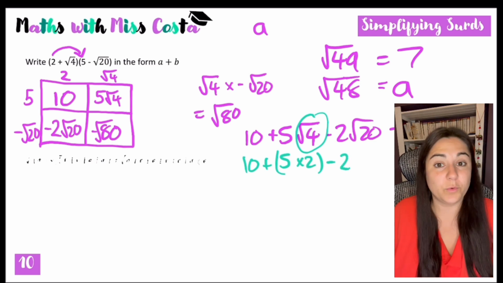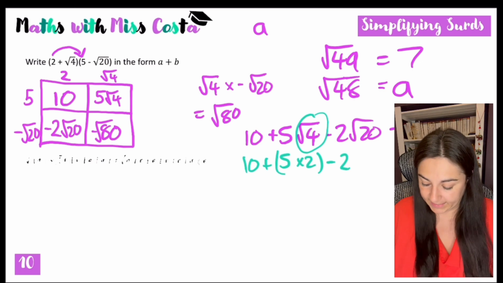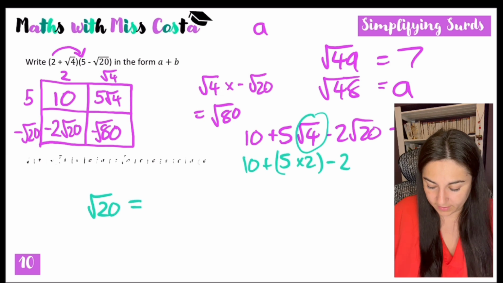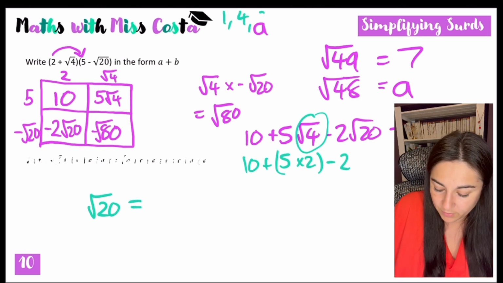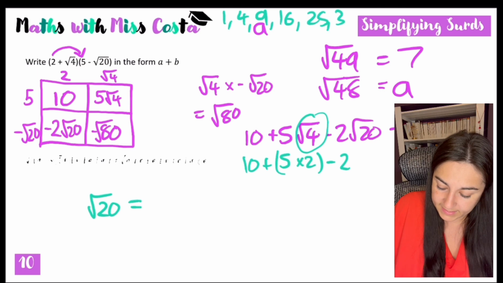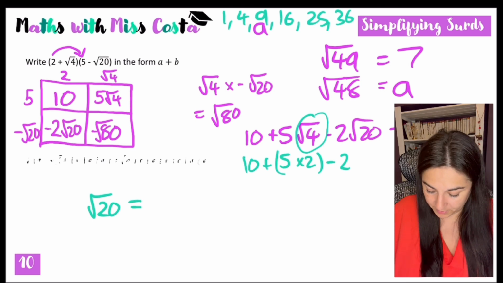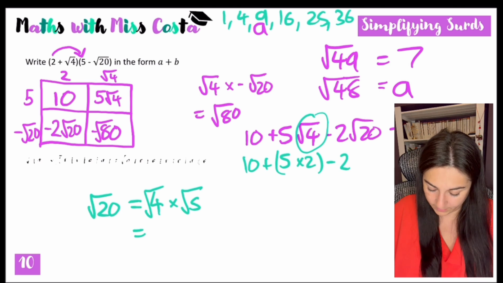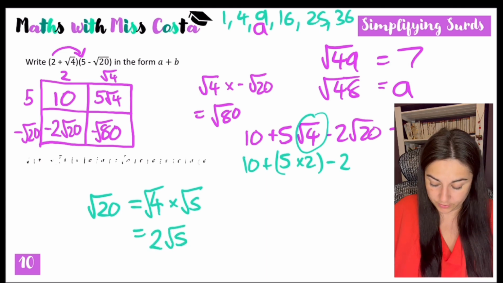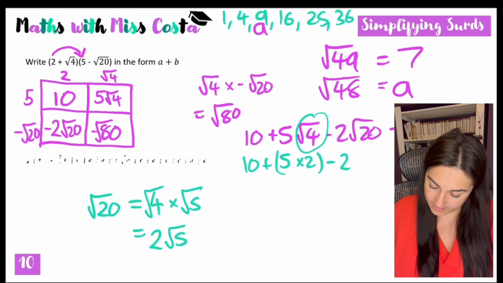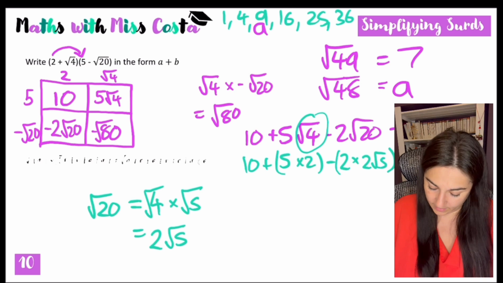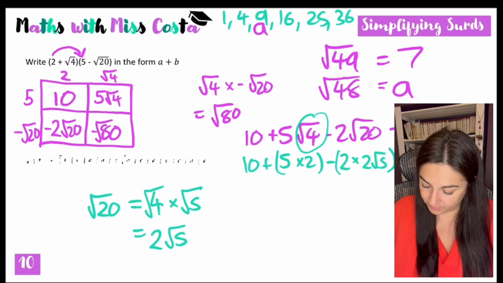To simplify a surd, what you want to do all the time is think of the highest square number that fits into it. Just write out the square numbers if you forget them: 1, 4, 9, 16, 25, 36. The largest of these that fits into 20 is 4. So the square root of 20 is the square root of 4 times the square root of 5. The square root of 4 is 2, so that becomes 2 root 5. So instead of root 20, I would say 2 times 2 root 5, because I've figured out that root 20 is 2 root 5.